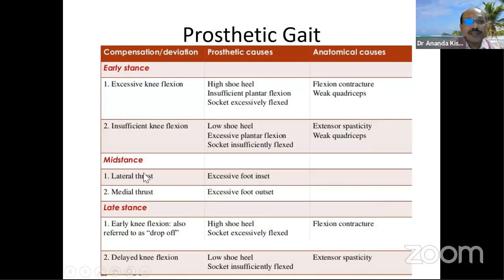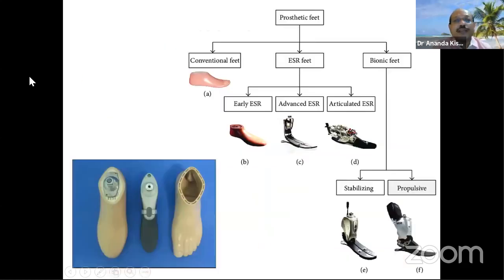Now, for the prosthetic, there are basically three points: early stance, mid stance, and late stance. I'm not going into detail. There are several points to be checked on this, and depending on them, we have to correct it.